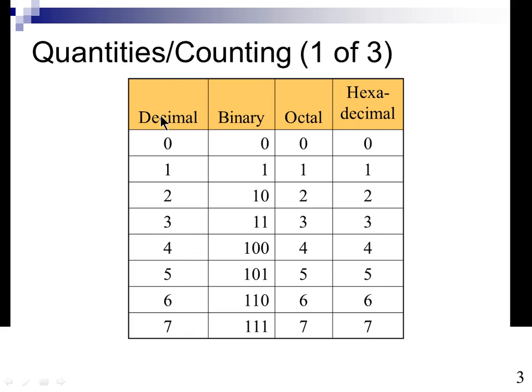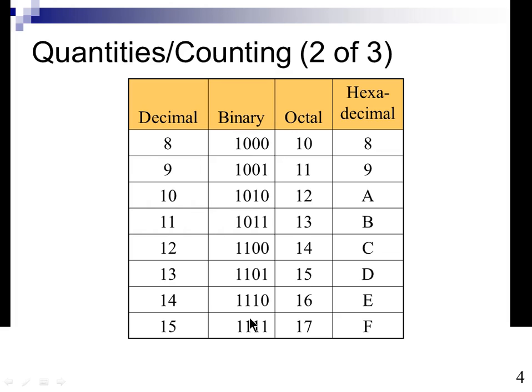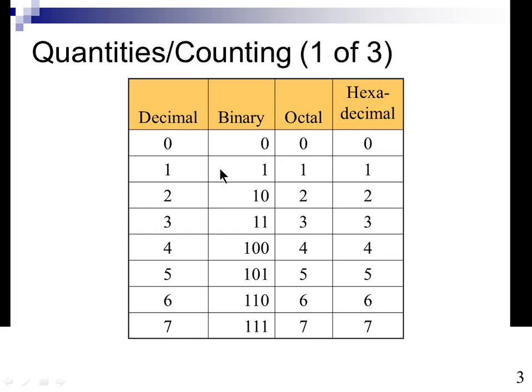Now, the binary system has a base of 2. If you consider 4 bits, 0 is 0 0 0 0, 1 is 0 0 0 1, and 2 is 0 0 1 0. How does each bit relate to the base of 2? The LSB on the right-hand side has a weightage of 2 raised to 0, the next is 2 raised to 1, the next is 2 raised to 2, and the next is 2 raised to 3.